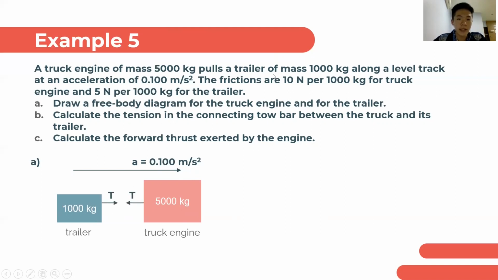And then there are also frictions. So there's a friction for the trailer and a friction for the engine. And then the truck engine exerts a forward thrust. So there's a forward thrust exerted by the engine. So this is for part A.